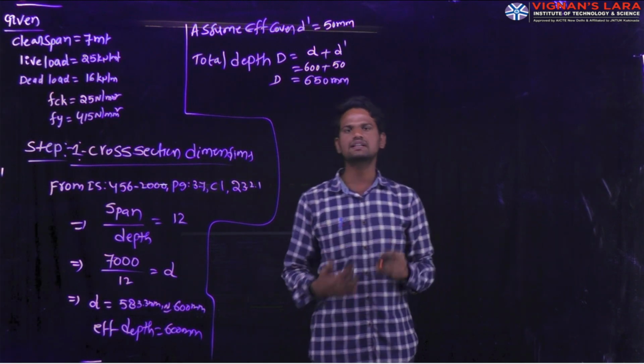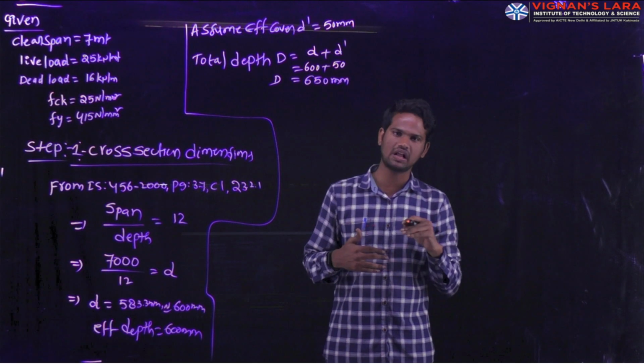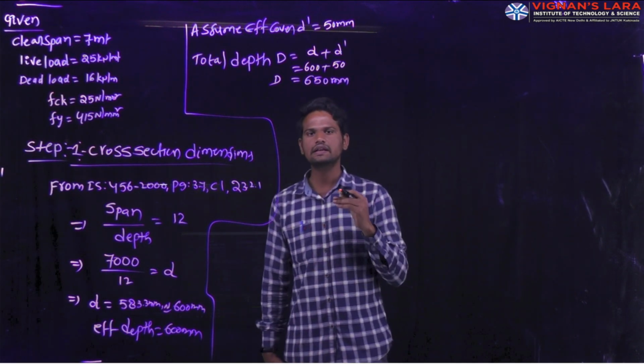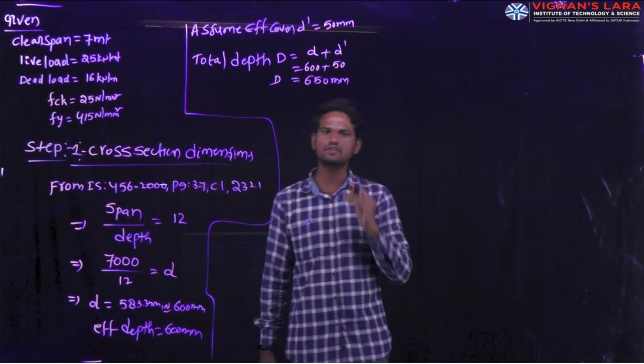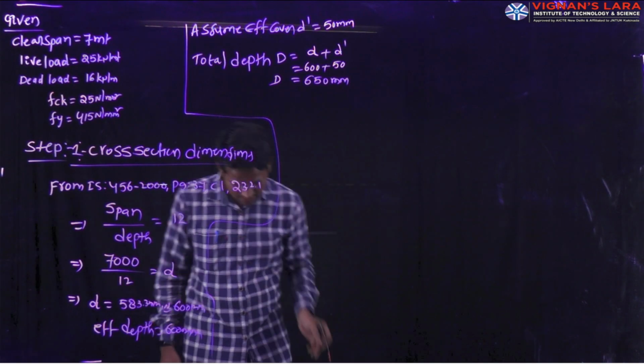For generalized conditions, to coincide with the wall thickness, generally they will adopt the width of the beam as 230 mm. Okay, we can write this point.